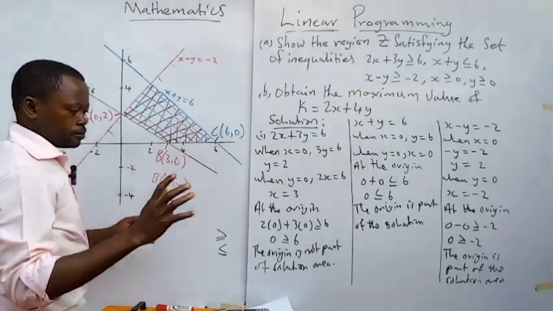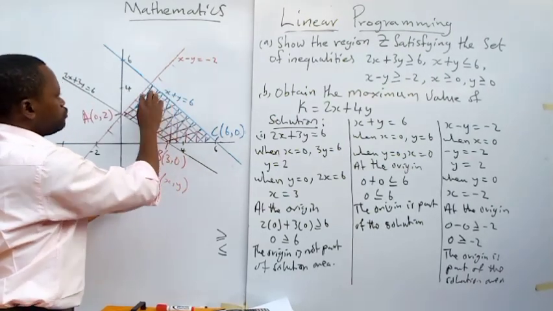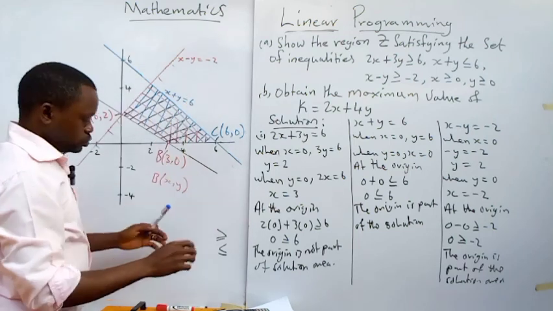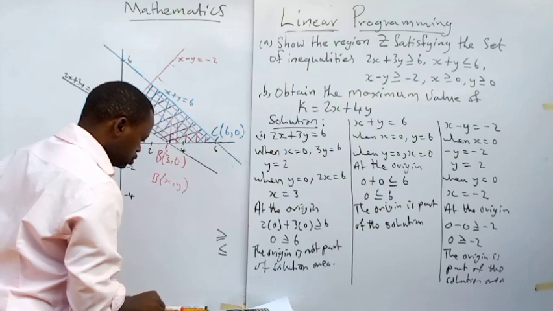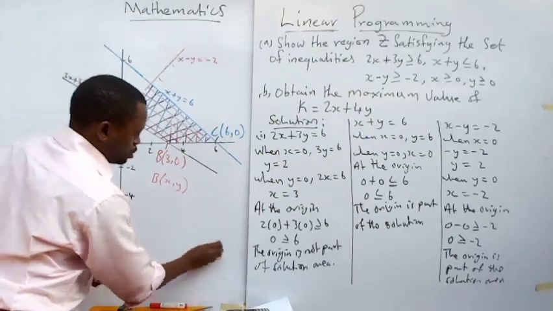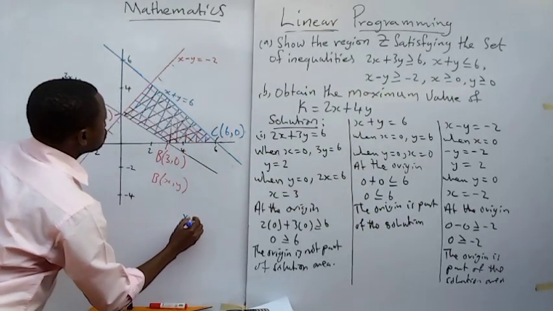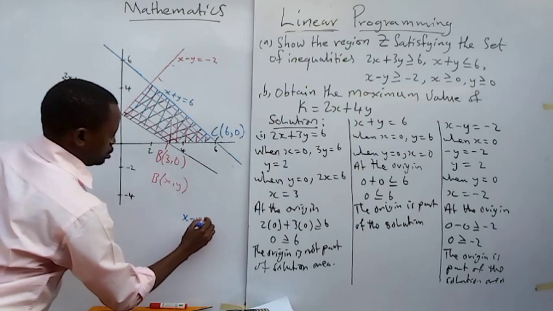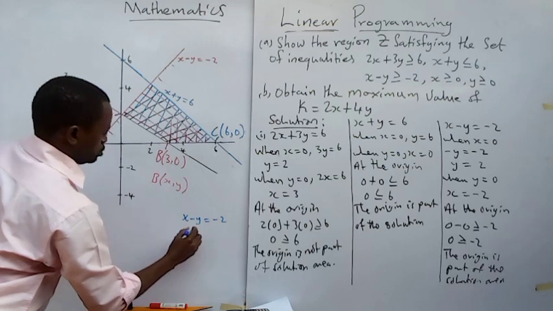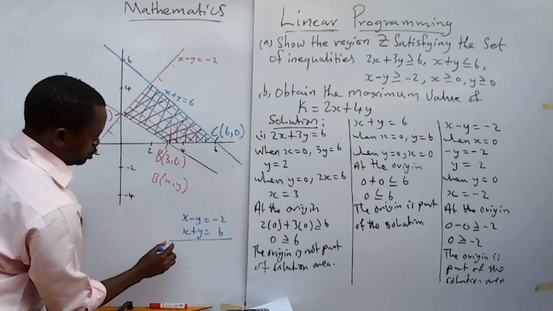So to run away from error, what I'm going to do is to solve this line and this line, those two equations, simultaneously to know the exact point of intersection between the two of them. I'm sure you got what I said now. I will solve x minus y equals minus 2 and x plus y equals 6. I will solve them simultaneously.